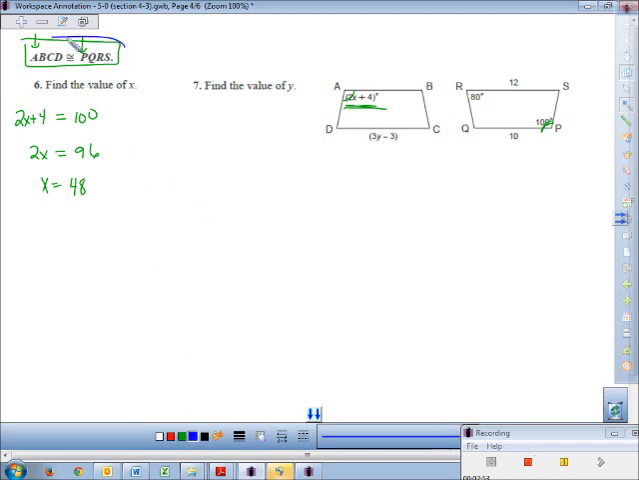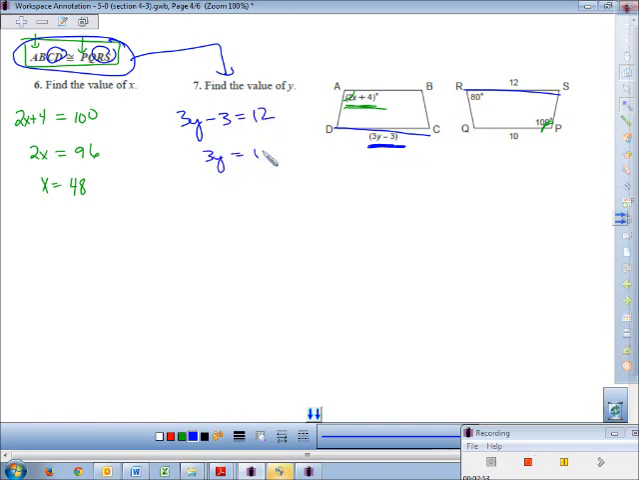Let's see if you can use the congruent statement to write an equation that you could use to solve for y. So here was the guy with the y, and it's segment DC. It corresponds with segment RS. So 3y minus 3 equals 12. 3y equals 15. y equals 5.